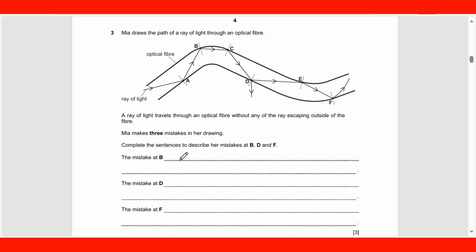Alright guys, number 3. Mia draws the path of a ray of light through an optical fiber. A ray of light travels through an optical fiber without any of the ray escaping outside the fiber. Mia makes 3 mistakes in her drawing. Complete the sentences to describe her mistakes at B, D, and F. 1. The mistake at B. Timer.